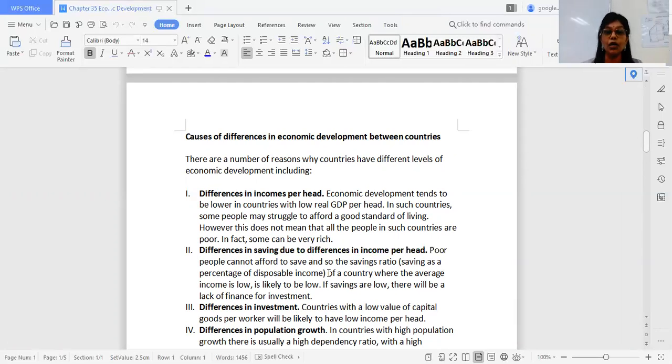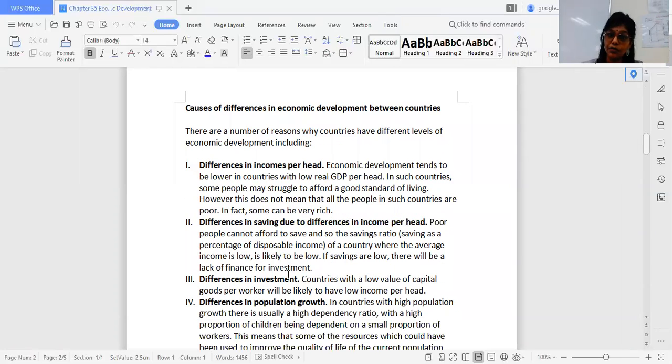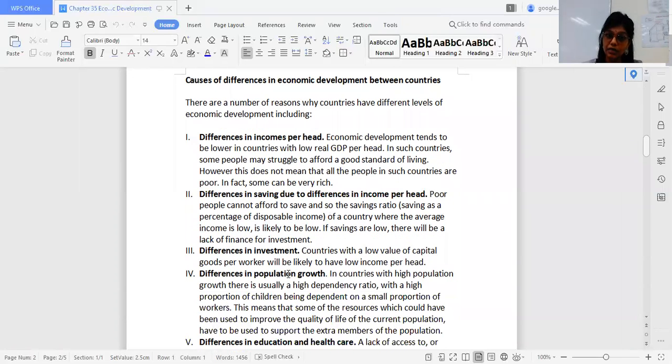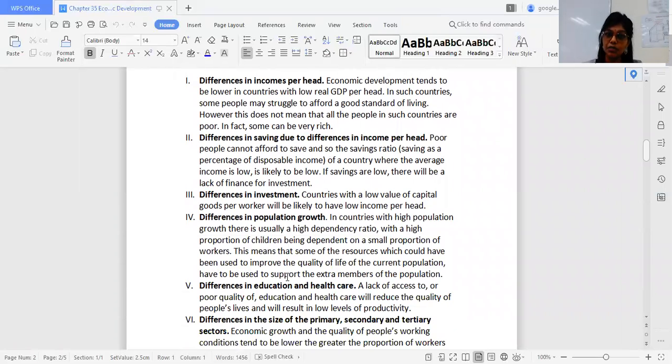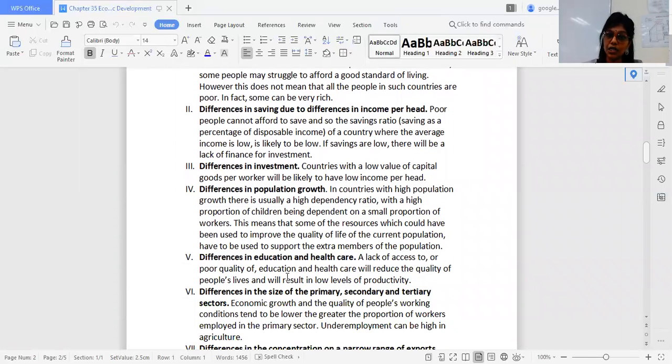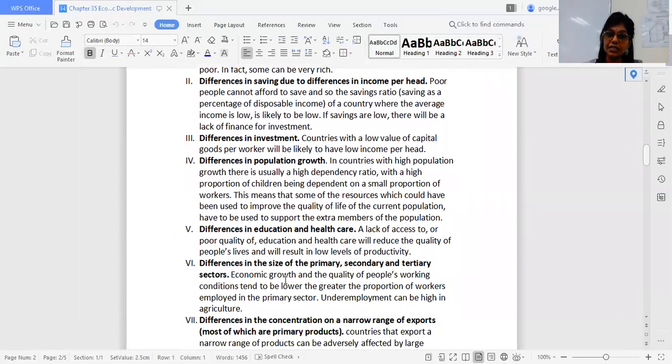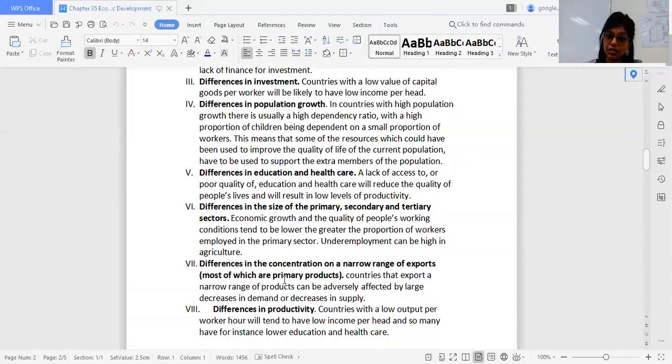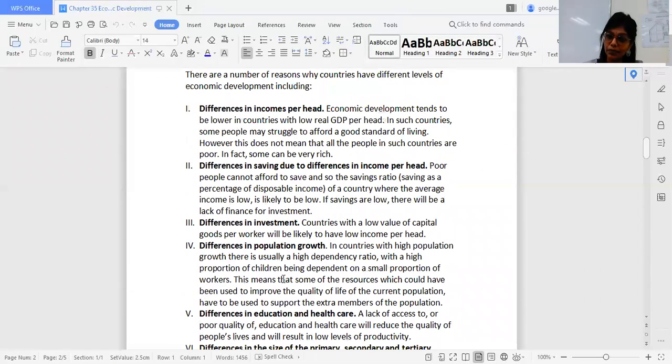When we talk about that, we are going to look into the differences in income per head, the differences in saving due to different income per head as well, differences in investment, differences in population growth, differences in education and healthcare, differences in the size of the primary, secondary, and tertiary sector, differences in the concentration of a narrow range of exports, and differences in productivity. These cause different countries to have different development.